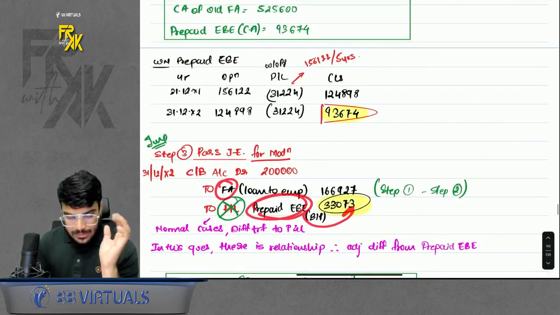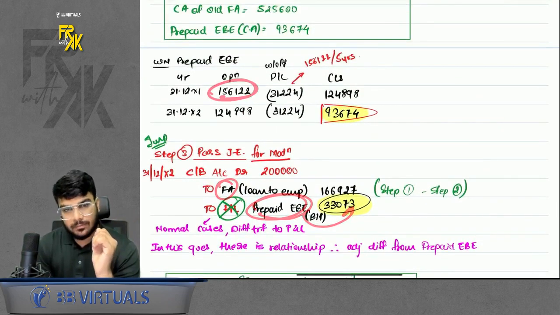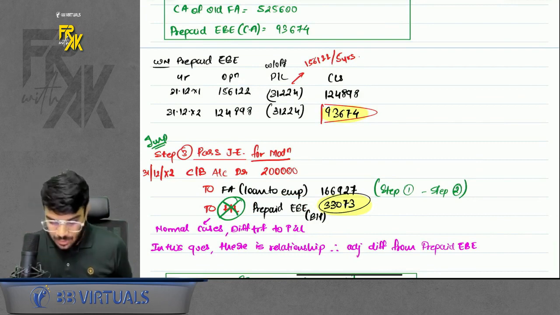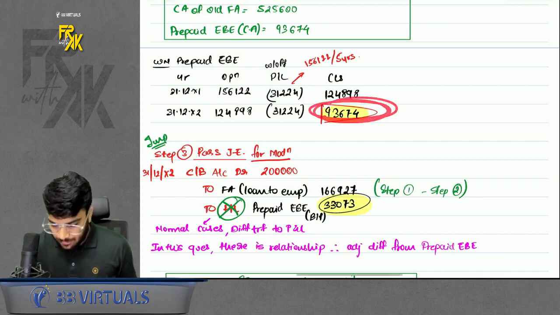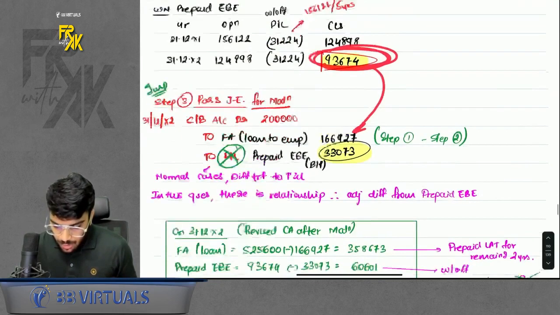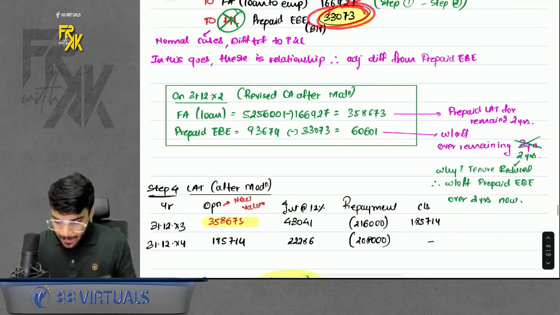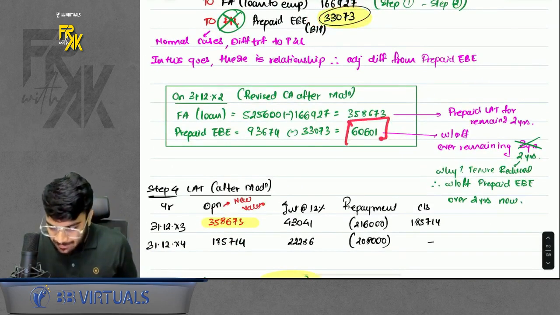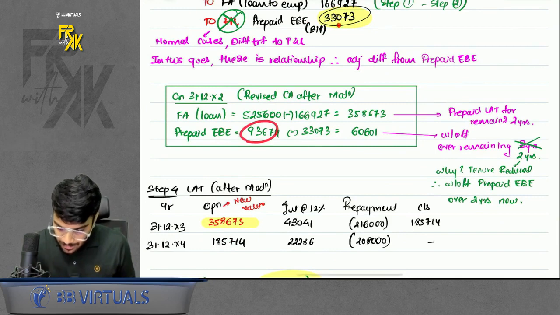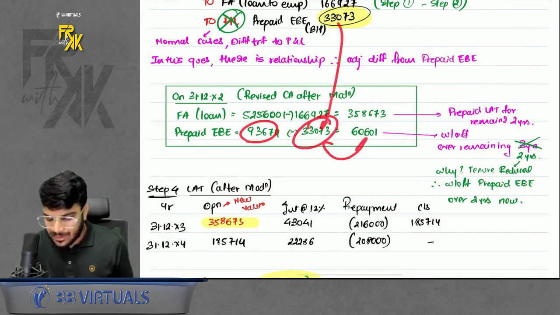How come? See, it was this much on day 1. Modification is happening after 2 years. So you will first write off 2 years of prepaid employee benefit expense. This was the balance before any entry, before any modification. Now, you adjusted some amount with the prepaid employee benefit expense. So how much amount will remain? Only this much amount will remain. Why? This was there. You reduced some value of it, so only this much is there.